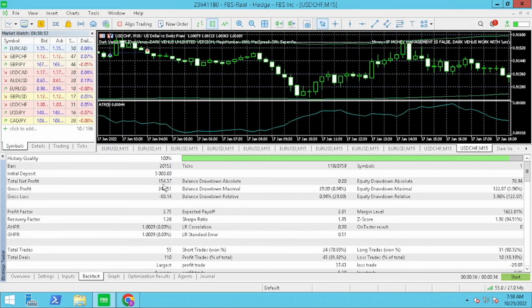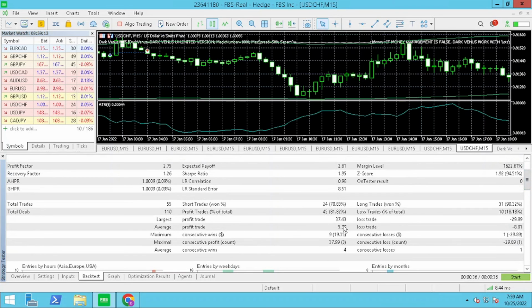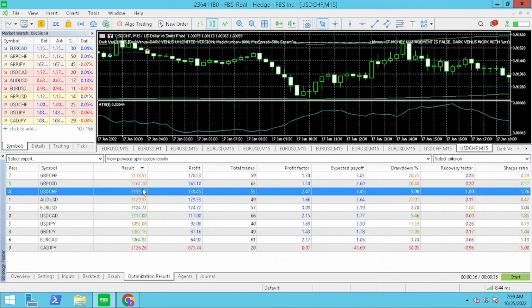$154.37 total net profit for an equity drawdown of 122.87, a profit factor above 2 with 2.75, and we also have a total trade of 55. The percentage one was 81.82%. If you want to adjust any of the set files, make sure to do it in the strategy tester and find the optimal settings for your broker.